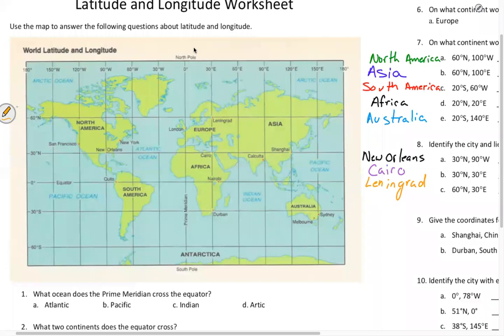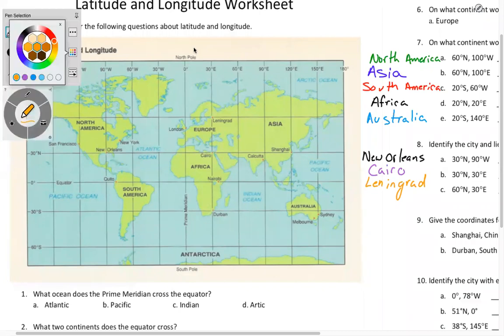All right, Louis, what are the coordinates of this? Give the coordinates of Shanghai, China. Shanghai. 30 north, 120 east.